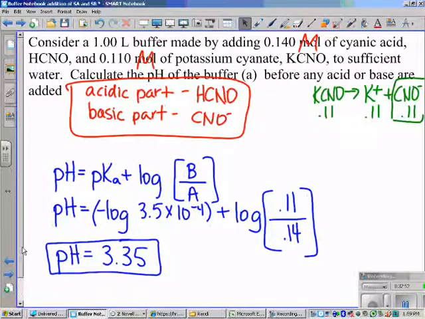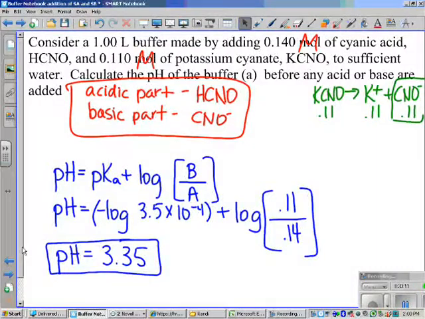So I got my acid concentration from my acid in the problem. I got my base concentration from the anion of the salt. Got my Ka, plug that in for negative log to get my pKa, and you end up with a pH of 3.35. Okay, so that's what our buffer is.